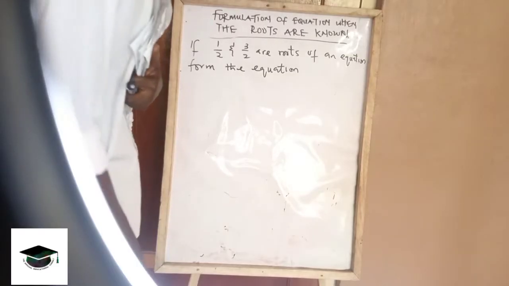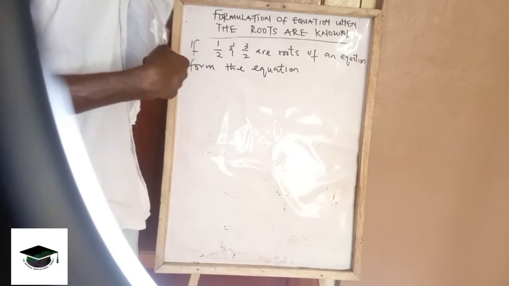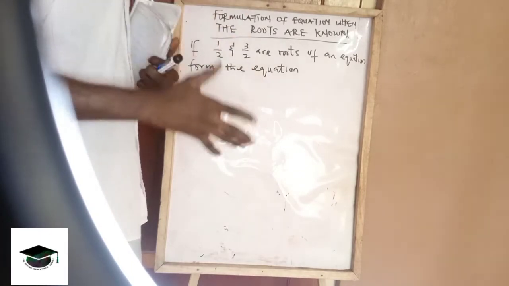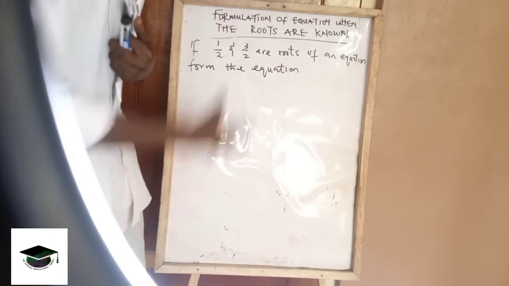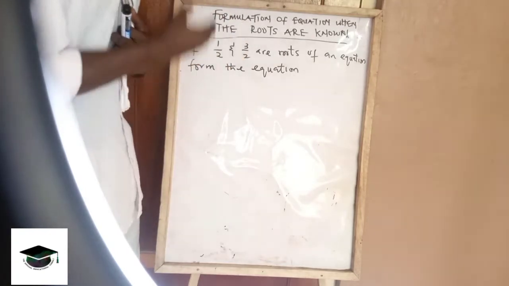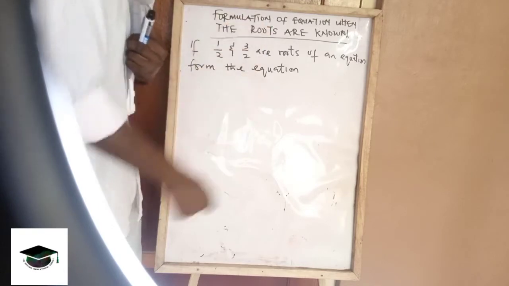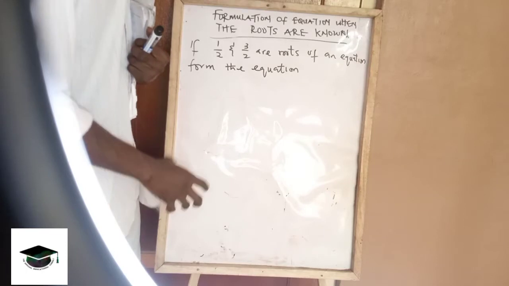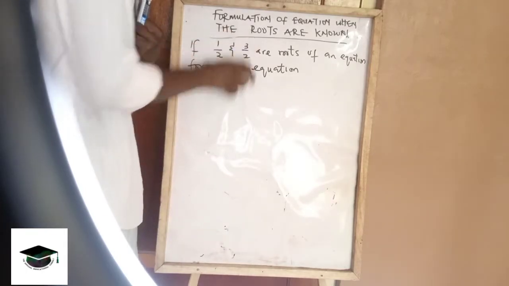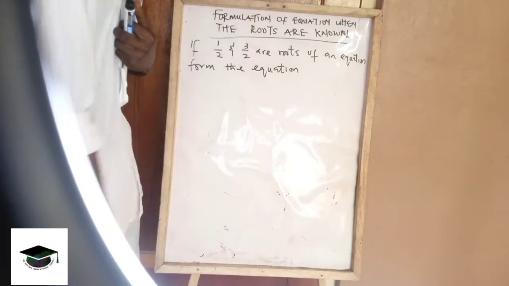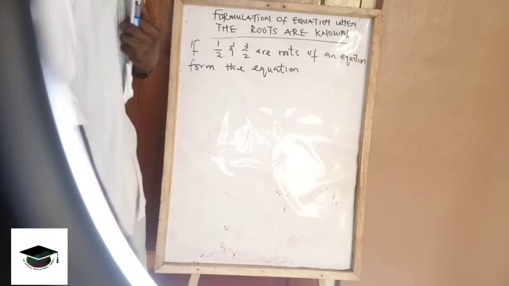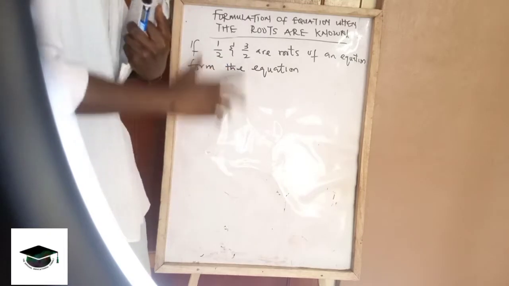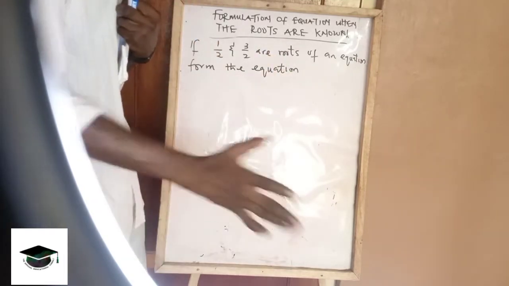So in this video, I'll be taking you through the formulation of equation when the roots are known. Whenever you have a question like this, let's read the question. It says, if 1/2 and 3/2 are roots of an equation, form the equation. So how are you going to form the quadratic equation from these roots that are being given? The simple way to do it, I'll be taking you through my own method, and I think that's the simplest method for everyone, and it's a very simple way.